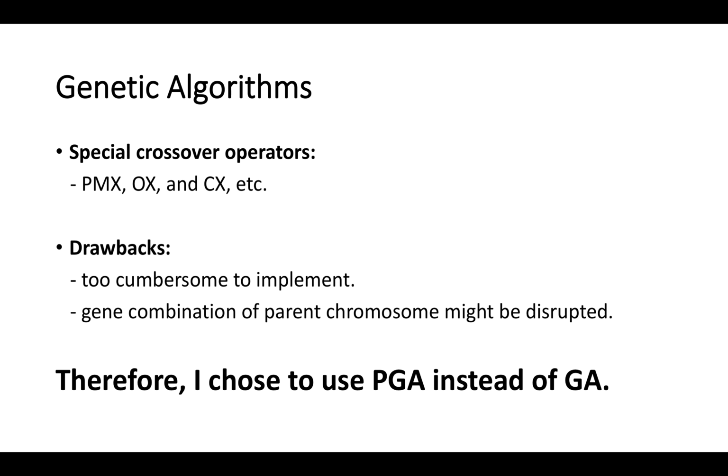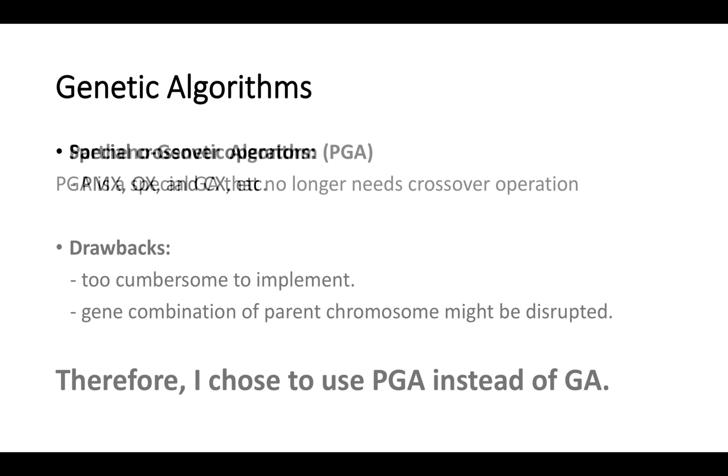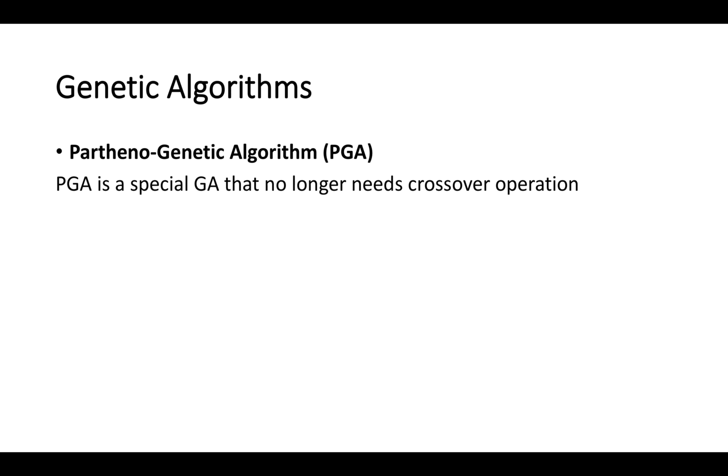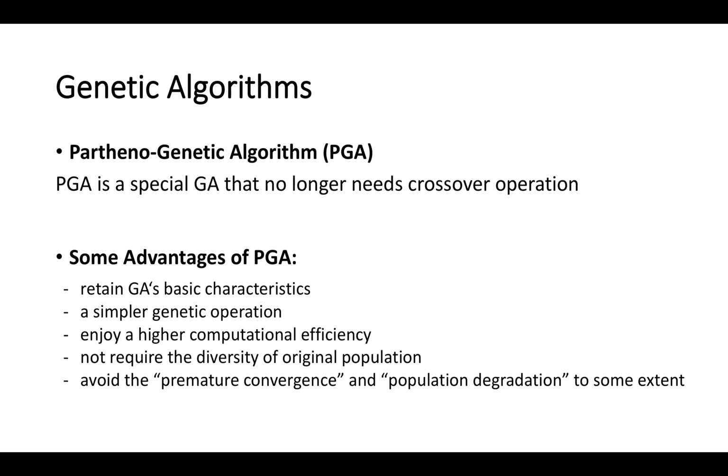Therefore, I chose to use a parthenogenetic algorithm instead of the classic genetic algorithm. Parthenogenetic algorithm abolishes crossover operation and replaces it with a variety of mutation operations. The rest of the process of parthenogenetic algorithm is the same as genetic algorithm. It has many advantages. Some researchers have questioned the role of crossover operator and believe that it does not have a significant role in the optimization of population.